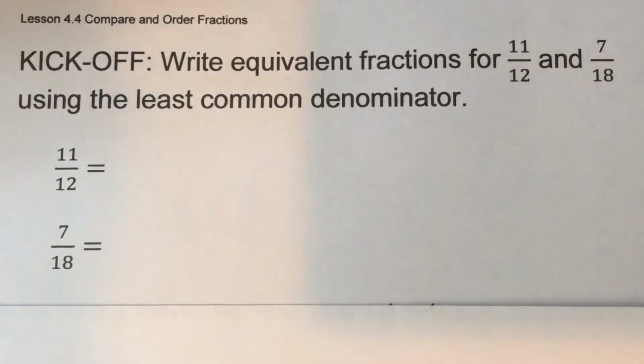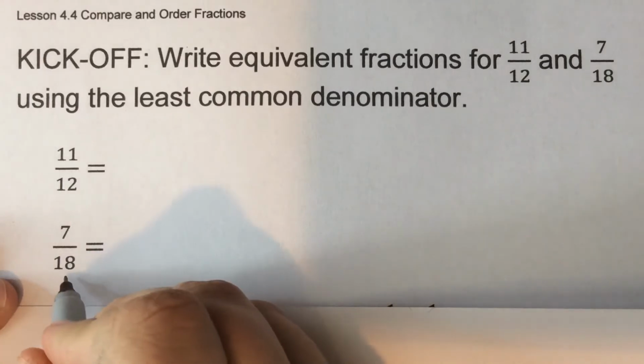All right, so lesson 4.4, compare and order fractions. Building off of last time, we find the least common denominator. Once we found that, then we had to get equivalent fractions, and that's really going to build into what we're doing today. So, common denominator of 18.